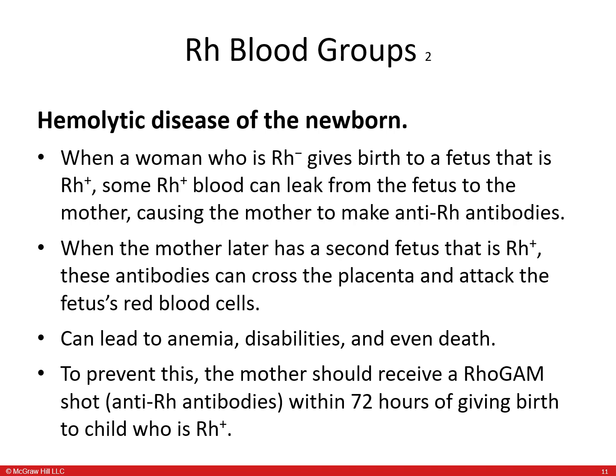In order to prevent this, the mother usually receives a shot of the anti-Rh antibody, and this is done within 72 hours of giving birth to a child who is Rh positive, in order to prevent this from happening.